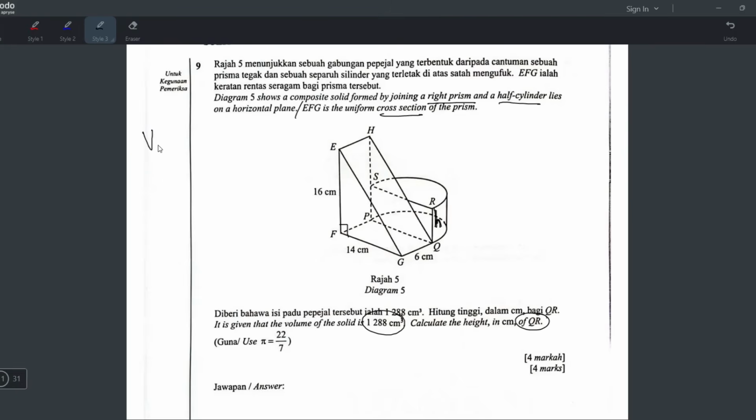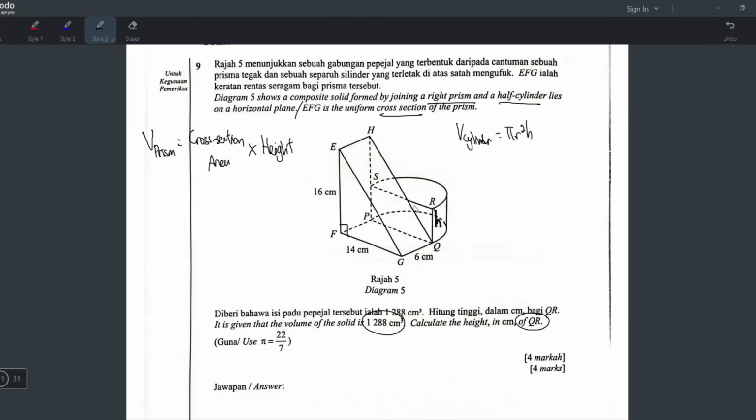All right, let's talk about the formula first. So for volume of prism, not just right prism, any prism, for volume of any prism, the formula is always the cross section area. Take the cross section area, darab dengan height. Okay. And then what about the volume of cylinder formula? Yeah, volume of cylinder is pi r square h.